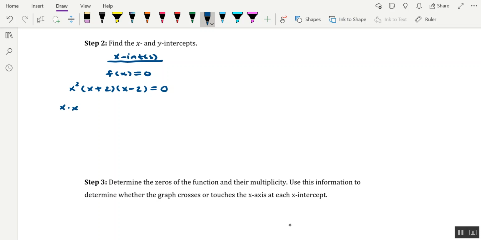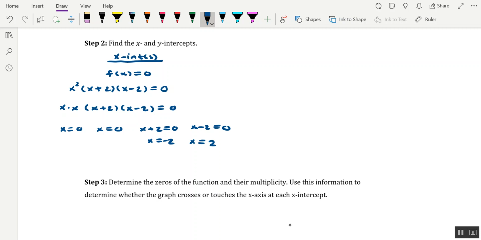Now, I'm going to rewrite x squared as x times x to help us out with step 3. And of course, what you would do is set each factor to 0 and solve for x where necessary. So it looks like (0, 0) is an x-intercept. So is (-2, 0), as well as (2, 0). Okay, no need to write a duplicate (0, 0). So these will be our x-intercepts.